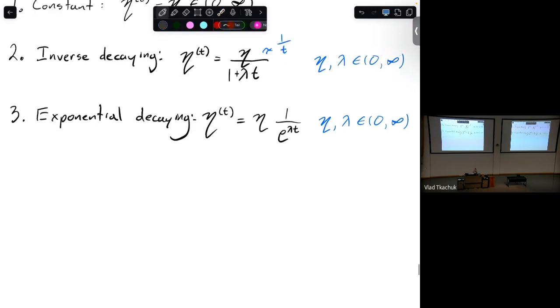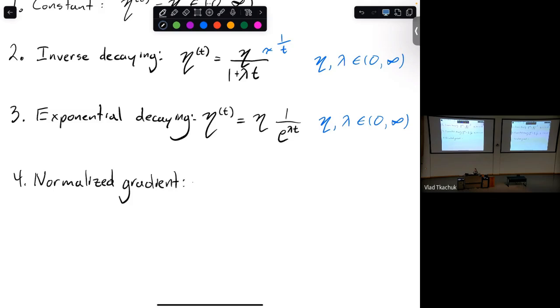Okay, and maybe I'll write one more. I'm not going to fully define it, but there's another one you might want to use, which is to normalize by the gradient. I guess in the PDF notes, there's a little more discussion on this. But it's the same idea. All these have the idea that as time goes on, you want to divide by some factor that depends on time and does something useful.